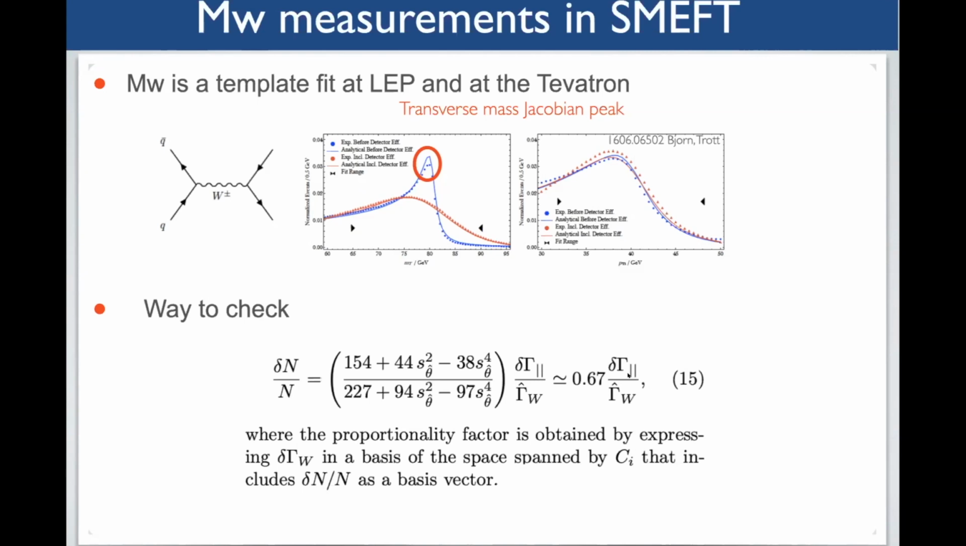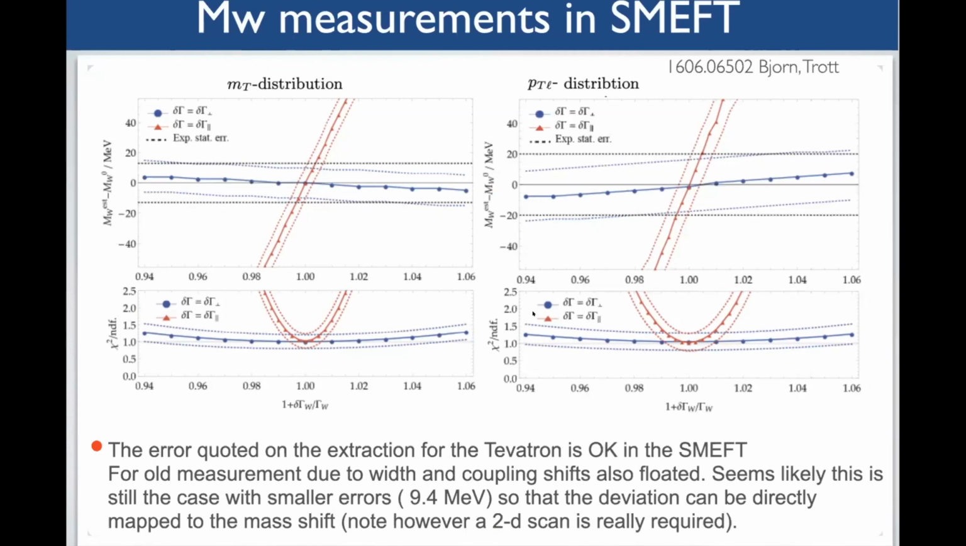And it's again just by doing basis vectors and decomposing things that you can do this sort of analysis. So the good news is, what could have gone wrong in terms of interpreting the measurement, projecting the experimental measurement onto the mass shift, would have been this red line here, which is shifts in the width causing your inference of how the mass is shifted when you're doing the template fit to be screwed up. It would be convoluting the interpretation with other SMEFT effects.